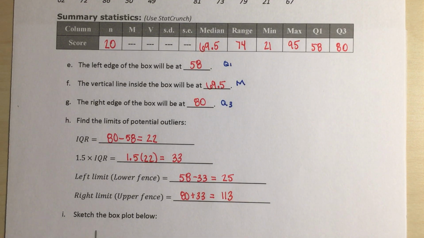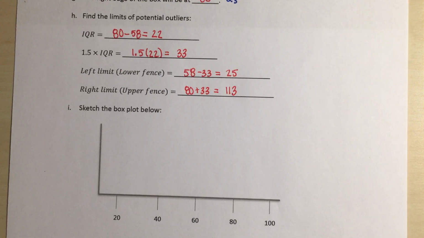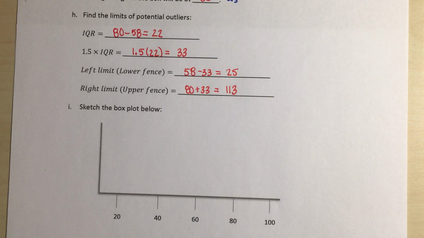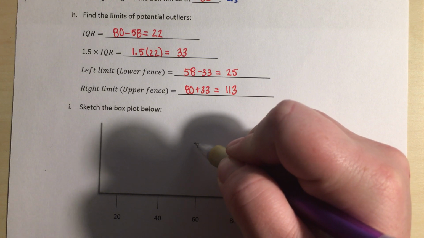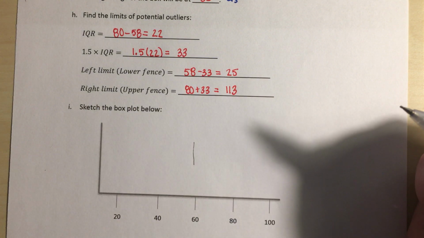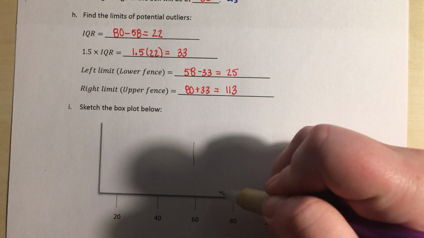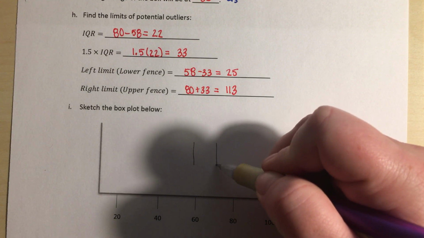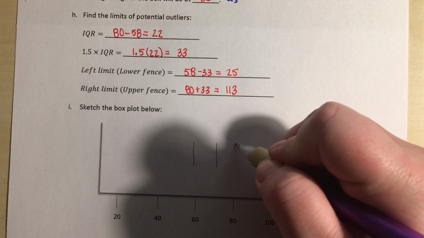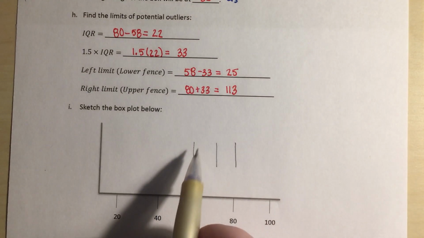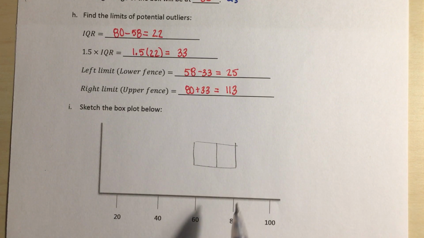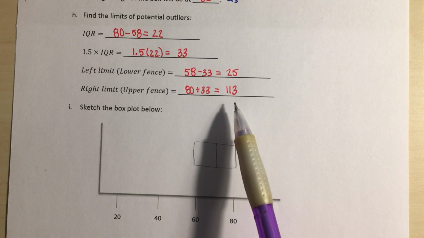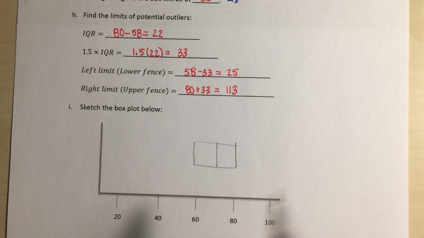All right, so now we're going to draw a little sketch in this area that we have to construct our box plot. Again, by the time I put it online, I'll have it nicely filled in. All right, so we're going to start with our left edge. Our left edge is at 58, so we're going to be really close to that 60 there. The vertical line inside is going to be at 69.5. The right edge is going to be at Q3, which is 80. And then we'll just fill that off. And then our whiskers are going to go from our lower fence, our left limit, to our upper fence, our right limit, from 25 to 113.